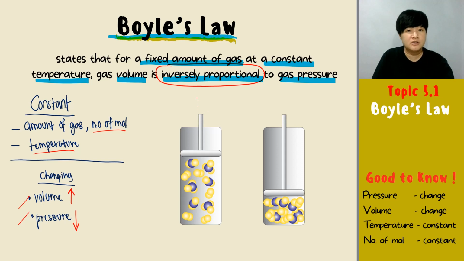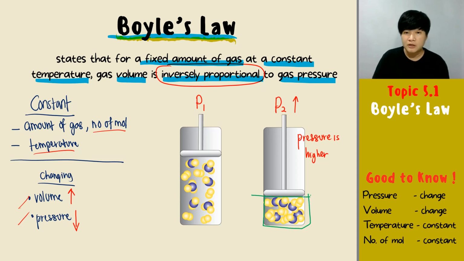So, I have two conditions over here. Let's say that is my P1, that is my P2. By looking at the diagram, which one do you think has a higher pressure? Obviously, your P2 pressure is higher. How do I know that the pressure is higher? Looking at the volume, guys. The volume over here is smaller. When the volume is smaller, it means that our pressure is higher. Vice versa, the pressure that you have in your P1 is lower.